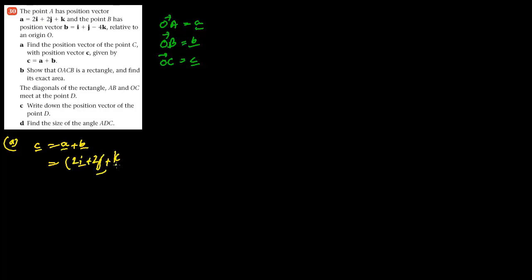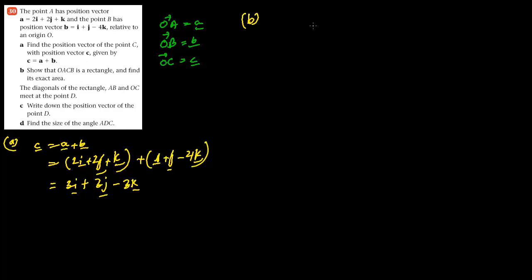So we have the position vector of A. Position vector of A is A, position vector of B is B, and the position vector of C is C. In question A, the position vector of C is A plus B. So let's put the value of A, which is 2i plus 2j plus k, plus B, which is i plus j minus 4k. That means 2 plus 1 is 3i, 2j plus j is 3j, and k minus 4k is minus 3k. So that is the position vector of C.